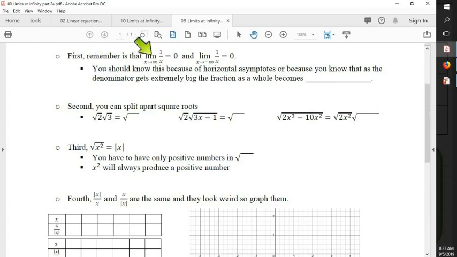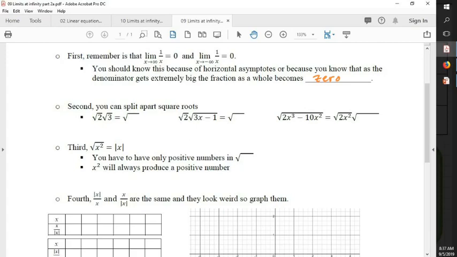First, remember that the limit of 1 over x equals 0 as you approach infinity, and the same thing with negative infinity. You should know this because of horizontal asymptotes. Do you guys know what the horizontal asymptote is for 1 over x? 0. It's 0, right? Because as the denominator gets extremely big, the fraction as a whole becomes smaller, becomes small to what? 0. Remember, we're going to infinity, so we're going the absolute distance until it converges.